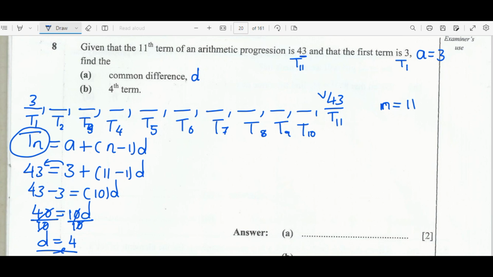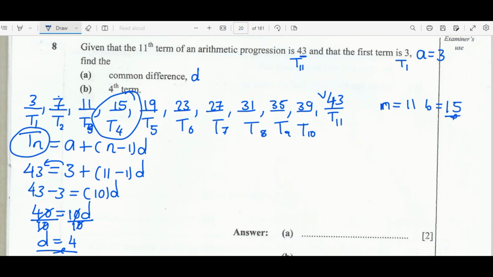So this is our 3, plus 4 we have 7, plus 4, 11, plus 4, 15, plus 4, 19, plus 4, 23, plus 4, 27, plus 4, 31, plus 4, 35, plus 4, 39, plus 4, 43. So we are still getting the same number, meaning the last term. And we can see that we've answered question B, because in question B they just want the 4th term, the number which is on position number 4, which is 15. So this is our 4th term.